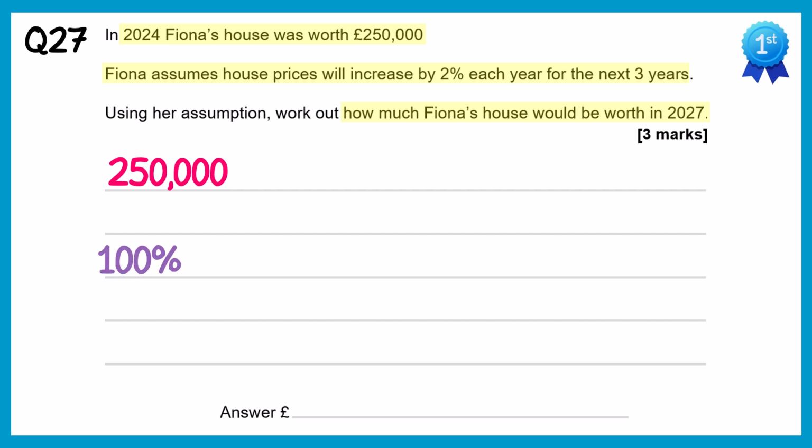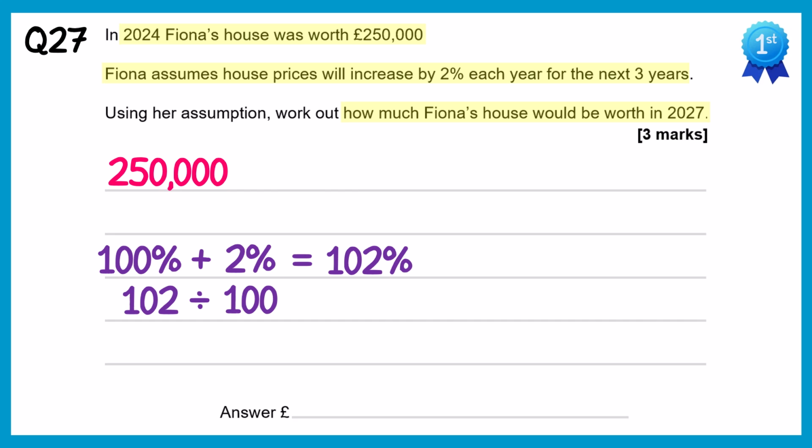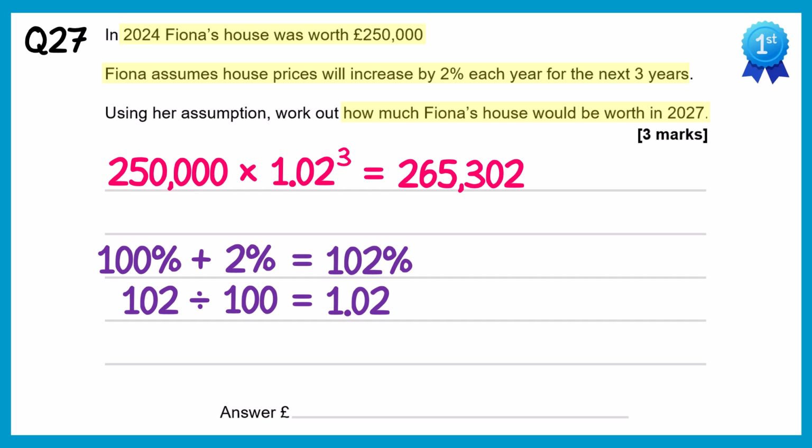We can work this out by doing 100% plus 2%, which is 102%, and then dividing this by 100. This gives you 1.02. So to increase it by 2%, we multiply it by 1.02. But we're going to multiply it by 1.02 each year, and there are 3 years, so we do this to the power 3. If you type this into your calculator, you'll get the answer to the question, which is 265,302.